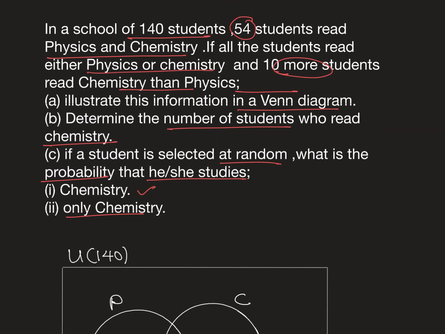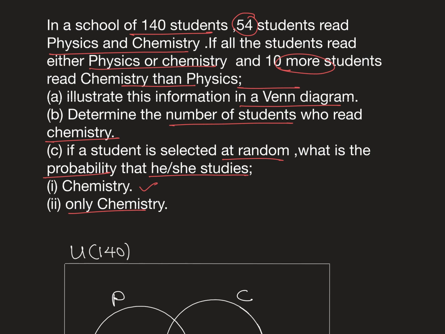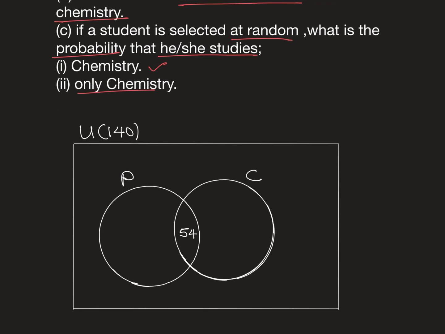It says if all the students read either physics or chemistry, meaning that there is no student that is not studying physics or chemistry. At least the students should read physics or chemistry or both. So outside we don't have anything. That's what it actually means. Okay?